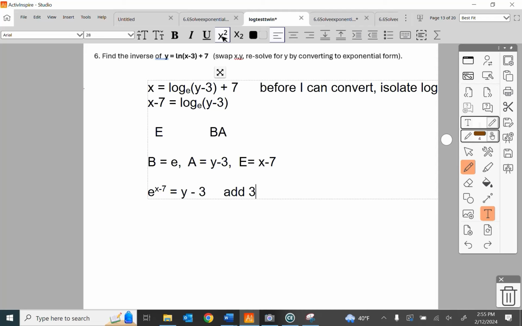Now I'm going to add 3 to both sides, the addition property of equality. e to the x minus 7, plus 3, is y. Correct notation is up next. e to the x minus 7, plus 3, is going to be the inverse of f of x. Ta-da!